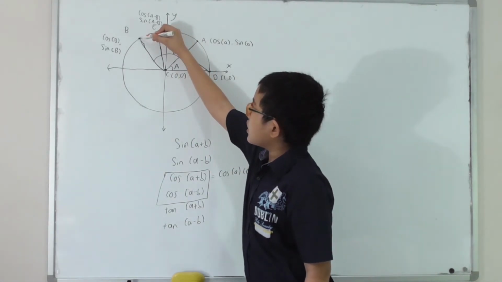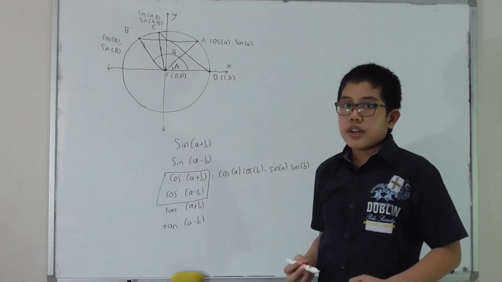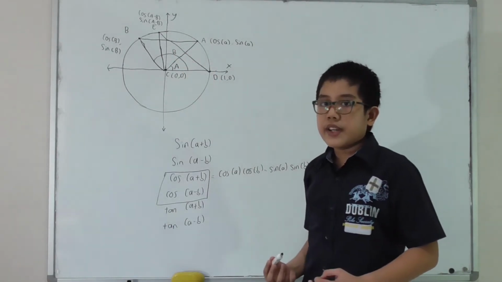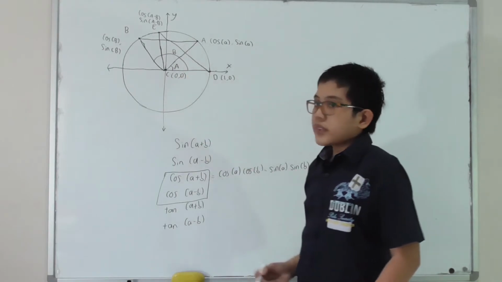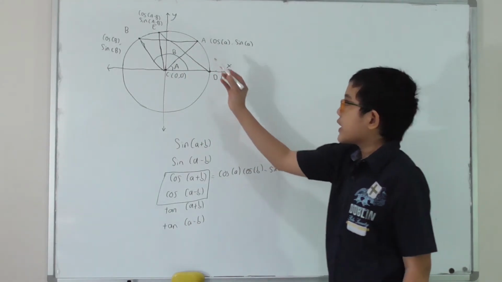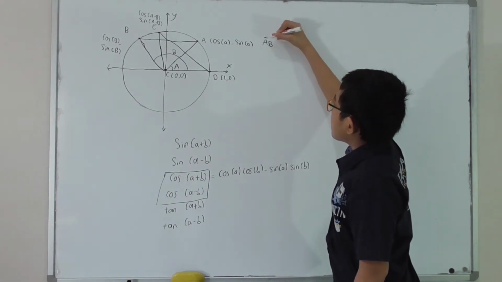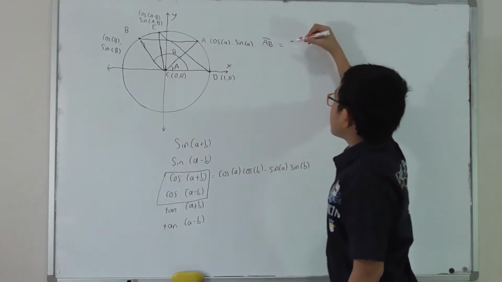And then let's make another chord with another angle of B minus A. Because these two angles, the ones I drew the chord of, have the same angle, they're going to have the same length. So then we can say that chord AB is going to be equal to chord ED.